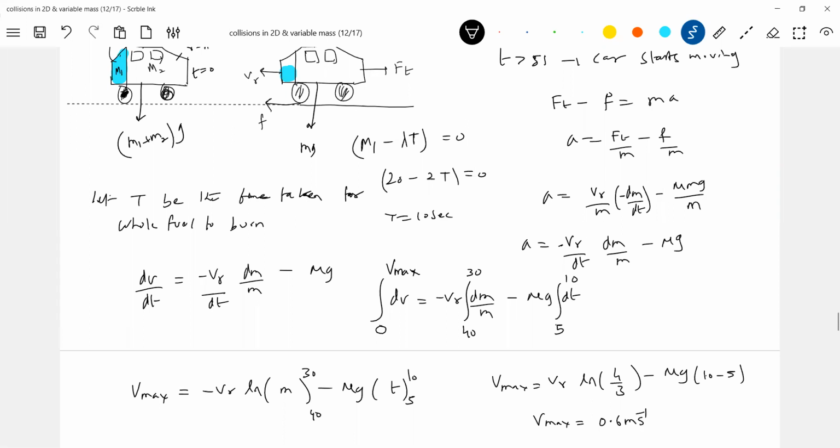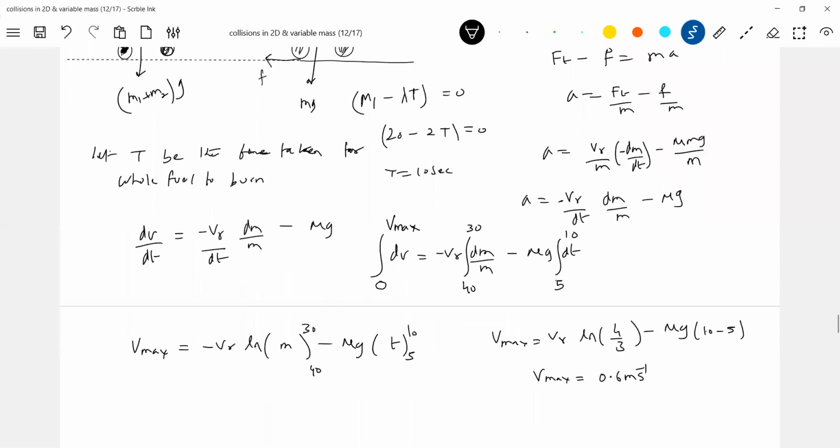After this, what will happen? There won't be any fuel left over. The car will experience only friction force, will undergo retardation, and come to rest. No? So after this, 0 equals Vmax minus mu g t dash. What is t dash equal to? It will move some further distance and finally come to rest. Once the fuel is over, only the friction force will act.